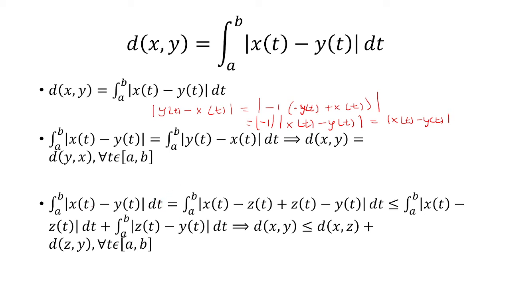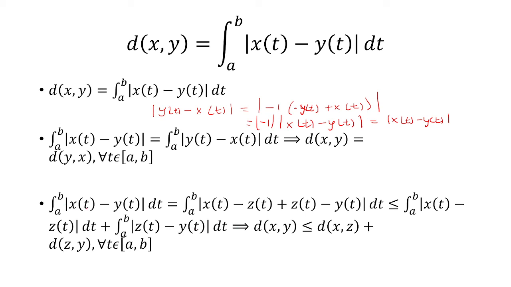So next step is to show the transitive property. So we have absolute value of x(t) minus y(t), and we're just going to subtract z(t) and add z(t). So by the triangle inequality, we know that this is less than or equal to the integral of absolute value of x(t) minus z(t) plus the integral of absolute value of z(t) minus y(t).